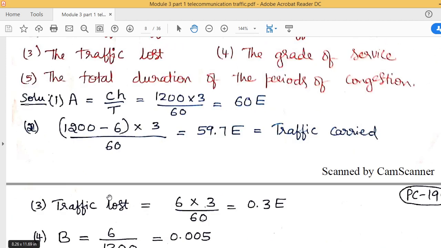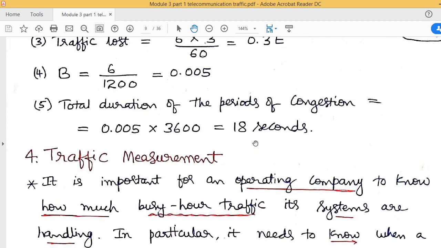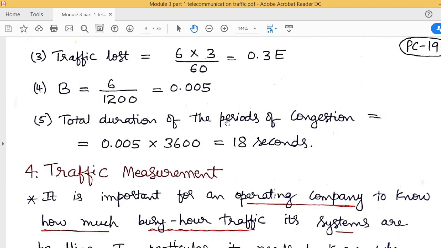And they have also asked us to calculate the total duration of the period of congestion. So congestion basically deals with the total duration of the period of congestion, which is equal to grade of service into total duration, that is the busy hour. So congestion is directly dependent on grade of service. Grade of service multiplied by capital T gives the period of congestion, and it was observed as 18 seconds.